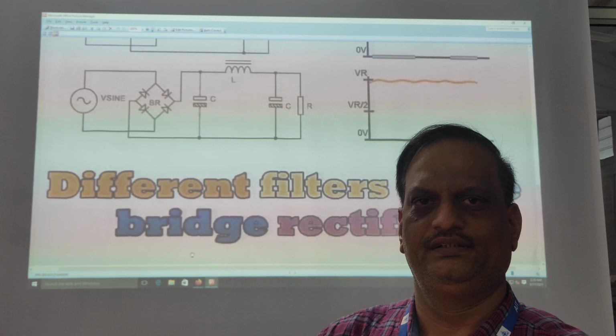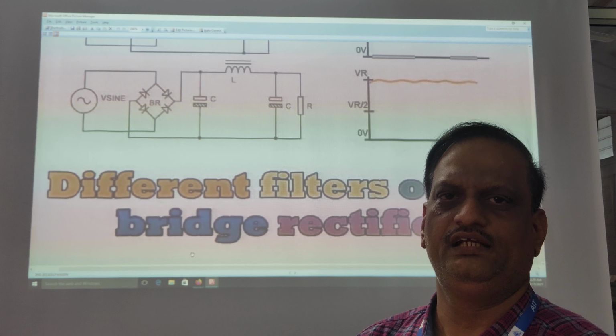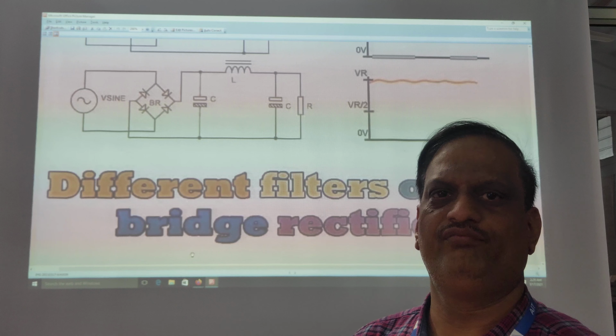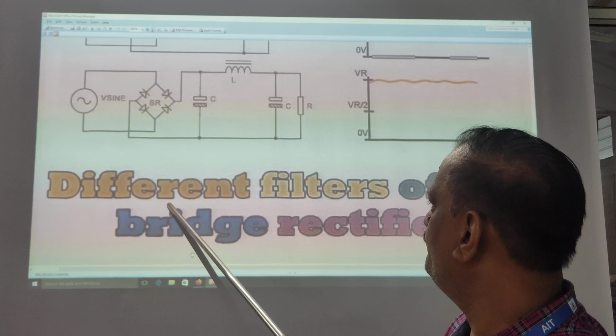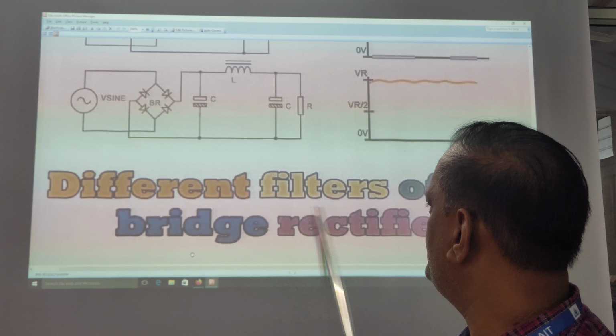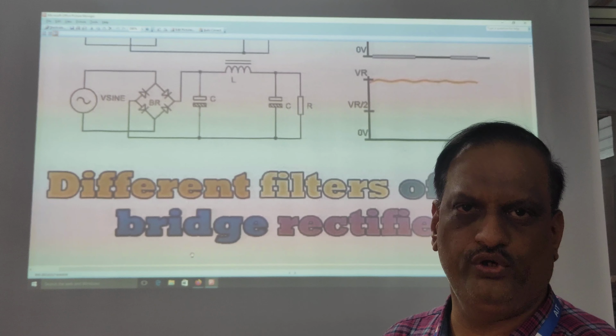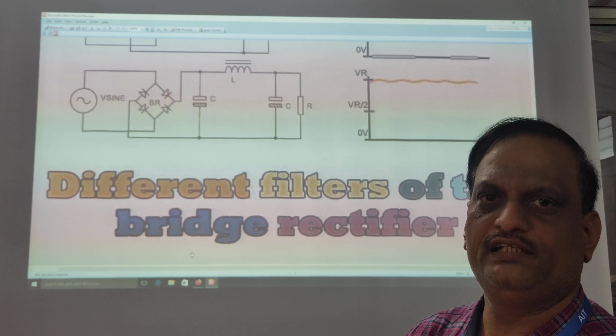Hello friends, today we'll see the different effect of different filters on the bridge rectifier. So you can see the different filters of the bridge rectifier that we want to study today. So what is basically the bridge rectifier?